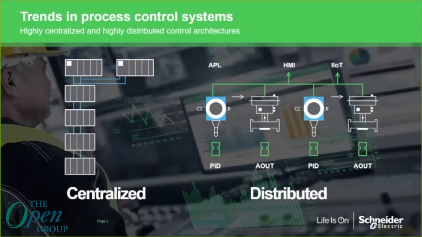Right, right. It was ahead of its time, maybe. I think so. APL, when it rolls out, will deliver a lot of bandwidth. It was a limitation for most Foundation Fieldbus implementations.